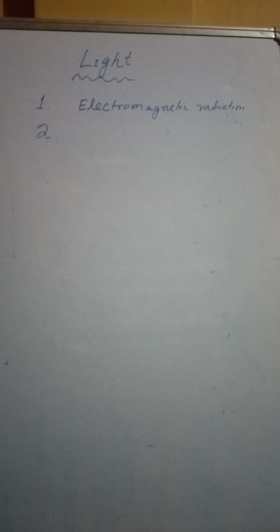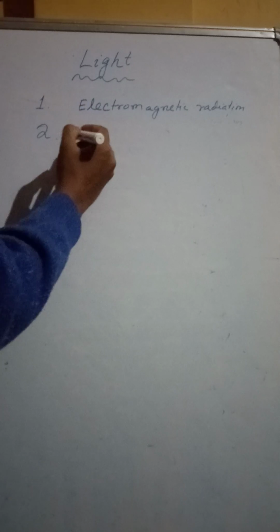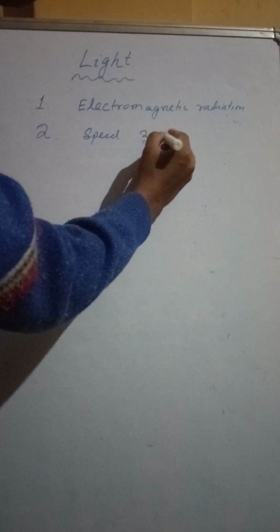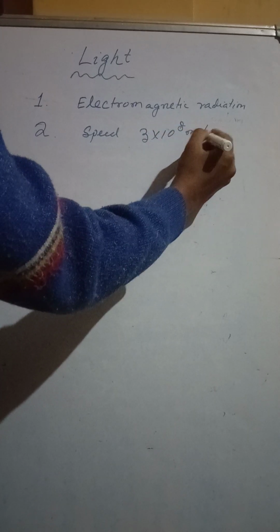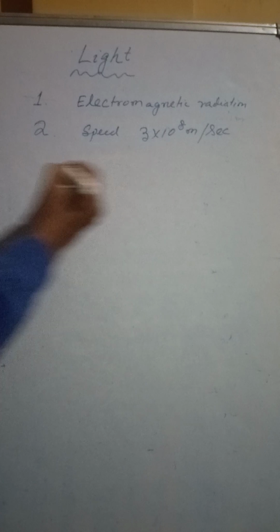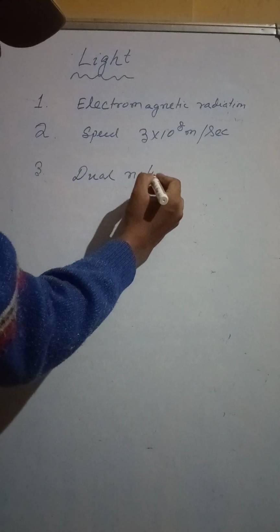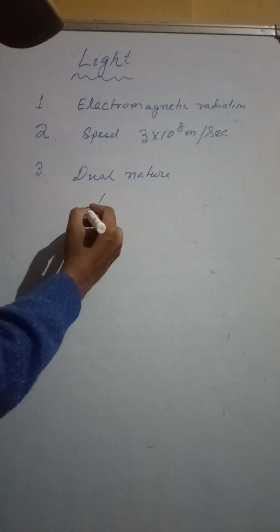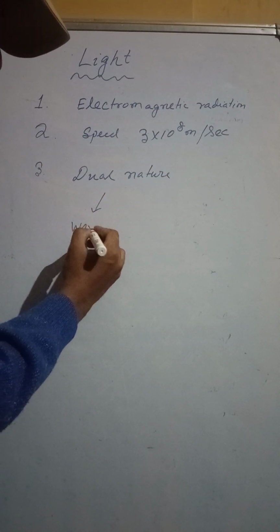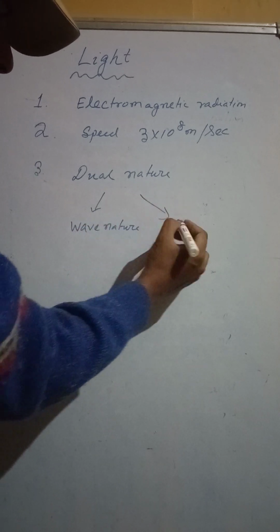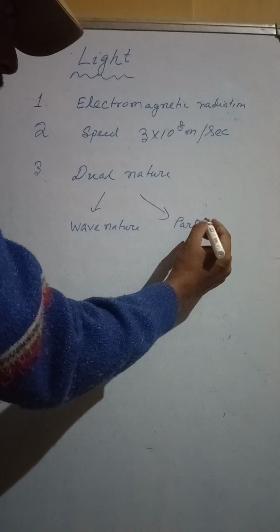Like other electromagnetic radiation, light also has very high speed. The speed of light is 3 into 10 to the power 8 meter per second. Light has dual nature. That is, one is wave nature, another is particle nature.